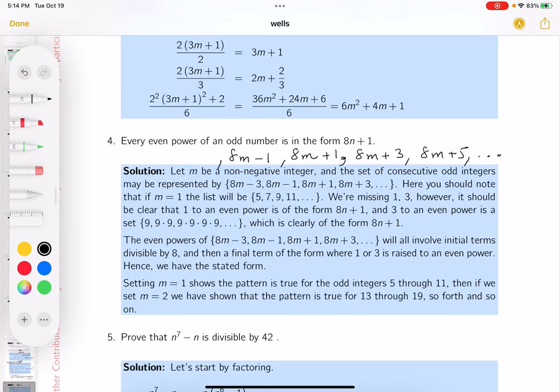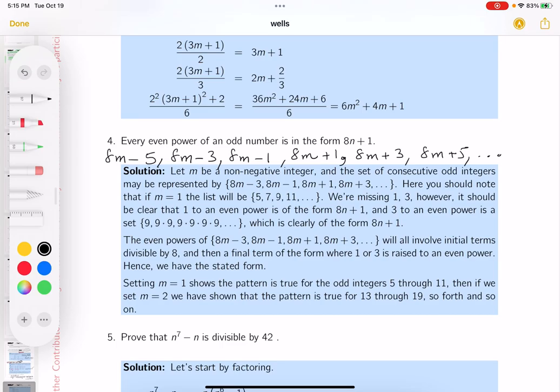Let me keep going down. What's the next one going to be? 8m minus, I'm going down by 2, right? So 3. What's the next one going to be? 8m minus 5. I think you get the idea what we're doing over here, that we're getting a very long list here, all right? And I got to read this again. It says every even power of an odd number is of the form 8m plus 1.